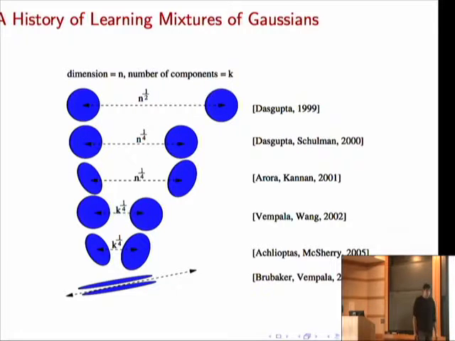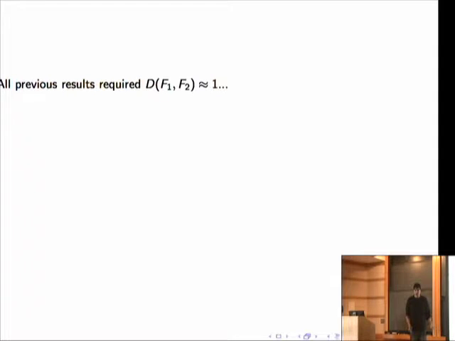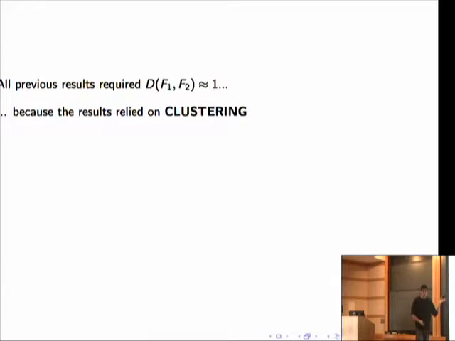This was based on what they called isotropic PCA. It was based on the idea that now you could put it into isotropic position and essentially compress this down so that you could get back into these frameworks. But the main point that I'm trying to get across is that each of these papers had varying assumptions on the mixture in order to provably recover the parameters. But at the very least, each of these papers needed to assume that the statistical distance between the two components is close to 1. And the reason for that is because all of these approaches were based on clustering.